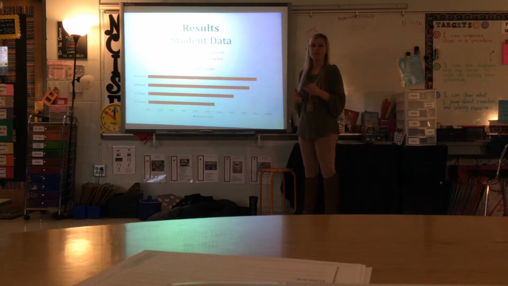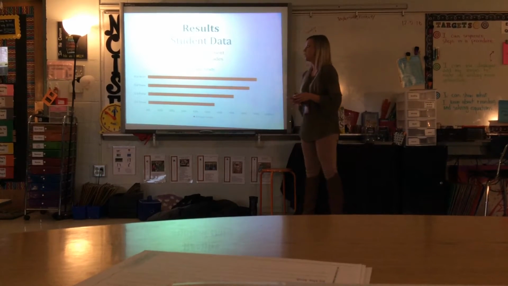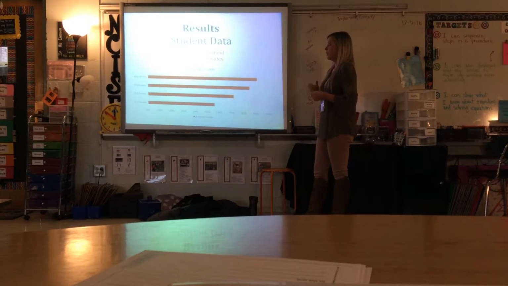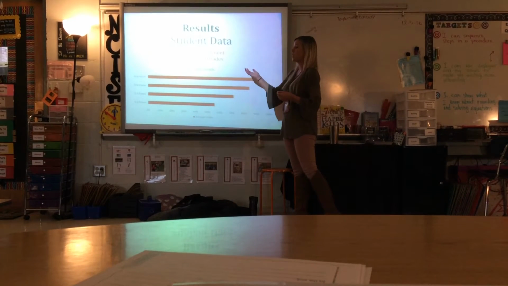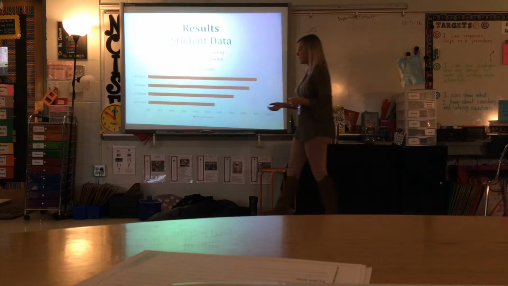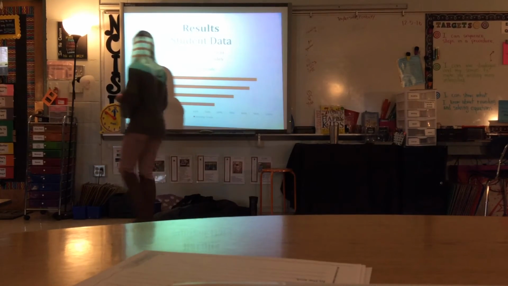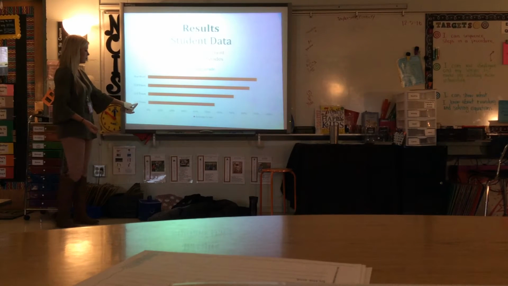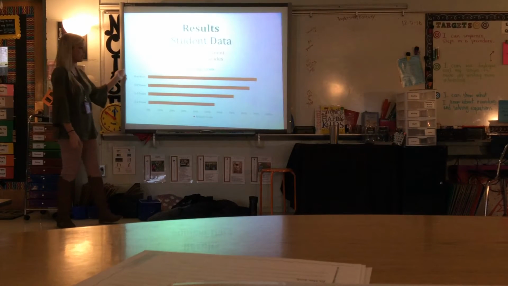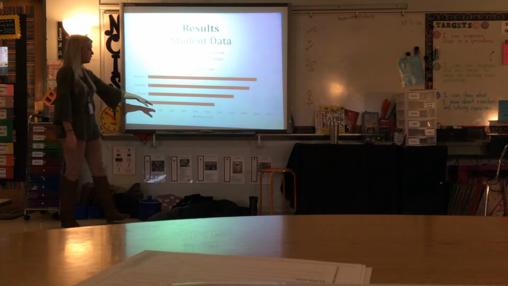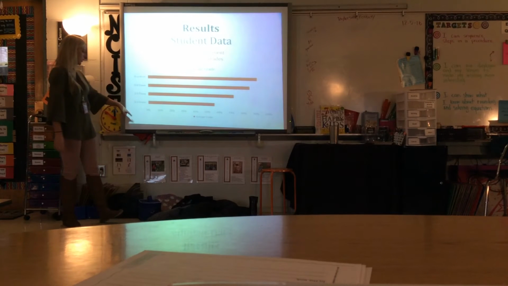So now I'm going to share with you guys some of the results that I have from the data. So the student data, again, what I compared was parent involvement versus student grades. So here you can see, this is how many times that the parents were involved. So 0 to 2 times, 2 to 5 times, 5 to 8 times, and then 8 or more. So that's how many times the parents were involved. And then the students' average grades.